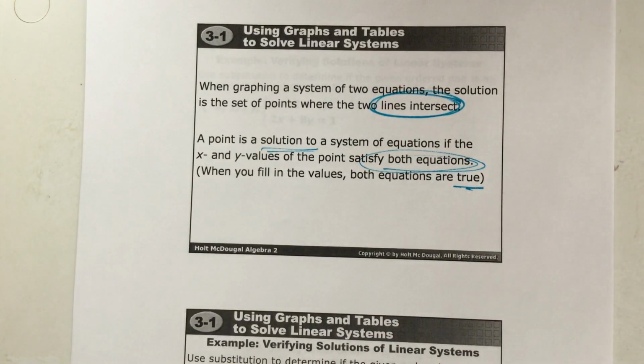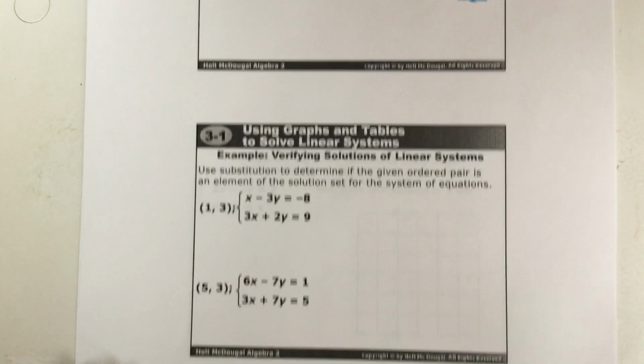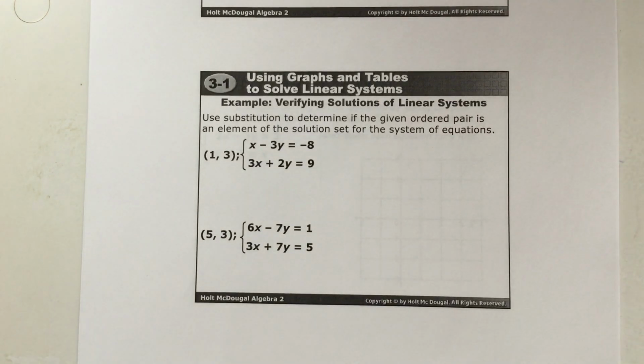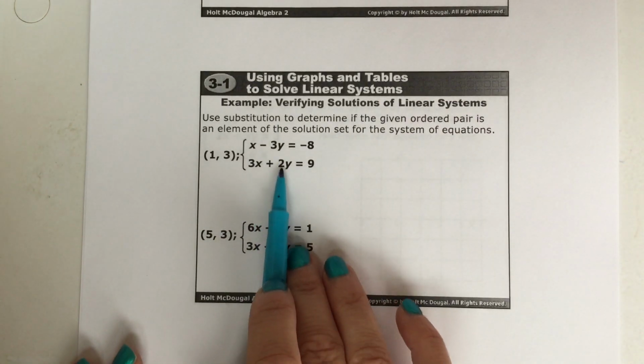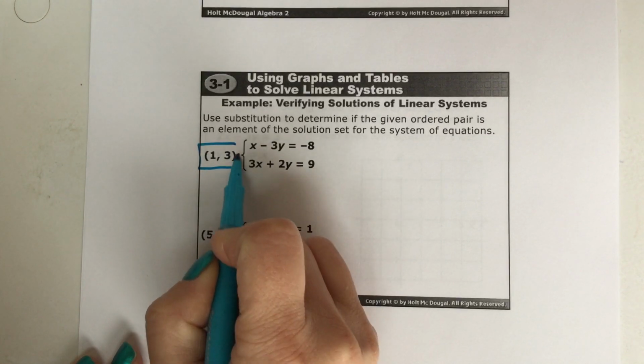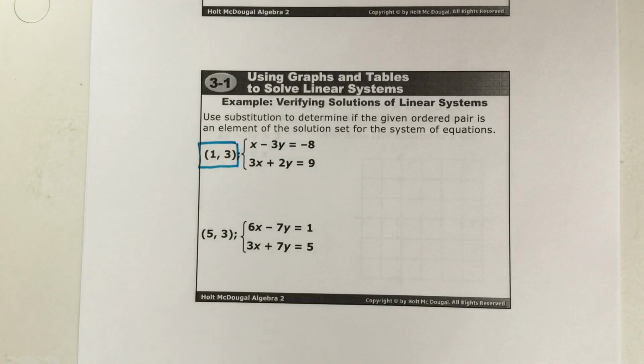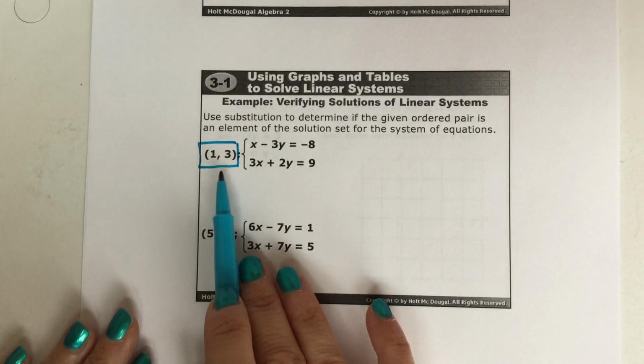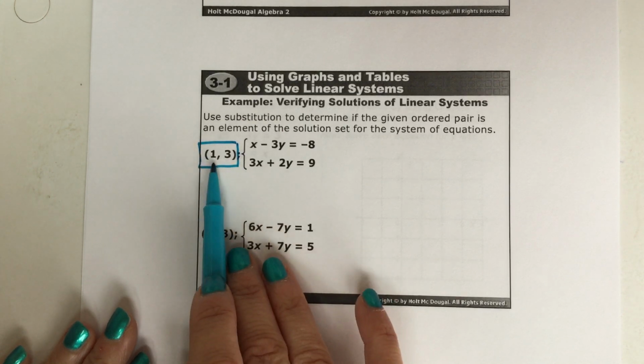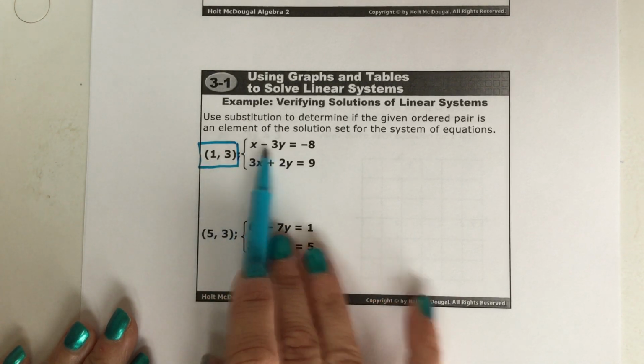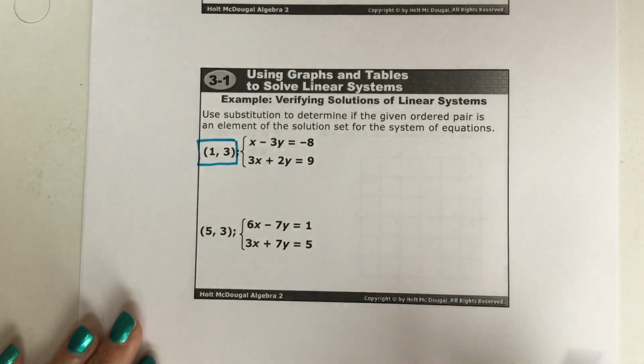So once you find that intersection point, you want to check and make sure that yes, this is the solution. So you take the x and y from the ordered pair and you fill it back into each equation and make sure that you get a true statement. So starting us off, they're going to give us a system of equations, and then they're going to give us an ordered pair. And they want us to determine, is this a solution? Meaning, can I fill this ordered pair into both equations and get a true statement?